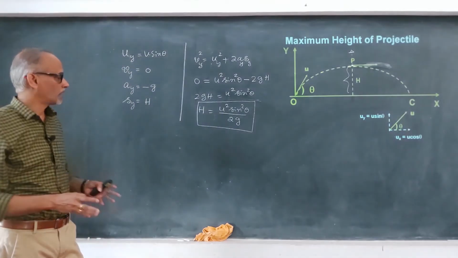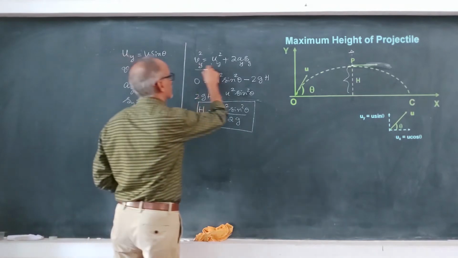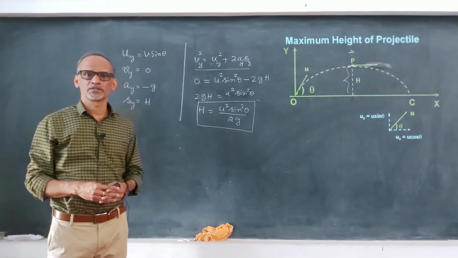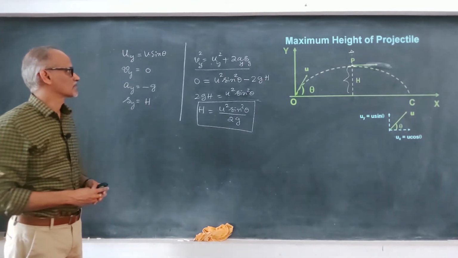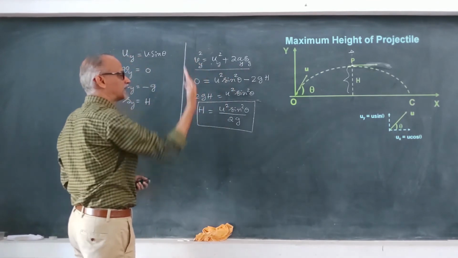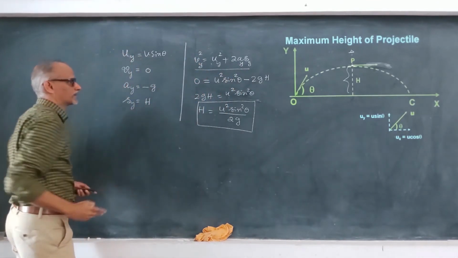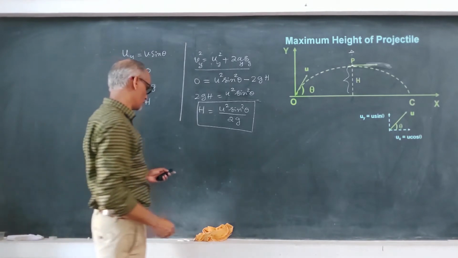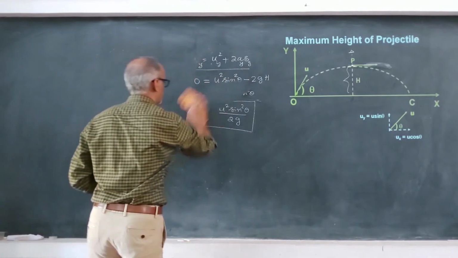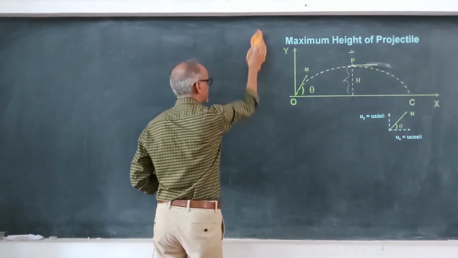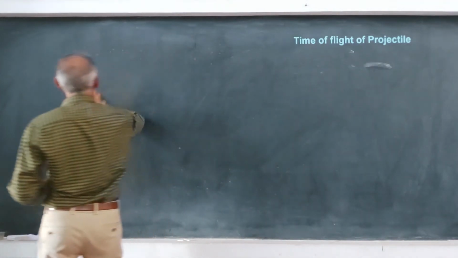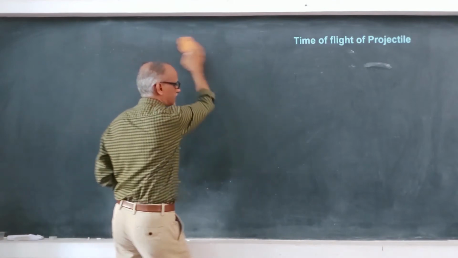I hope you understood how we get it. We have to make use of the equations of motion from the previous chapter: v square is equal to u square plus 2as. Everything along what axis? Y axis. Why? Because height is measured vertically. So, we have to consider only one type of motion, which is vertical motion. So, what is the formula for maximum height? h is equal to u square sin square theta by 2g. Again, using the same method, I can find the time of flight.